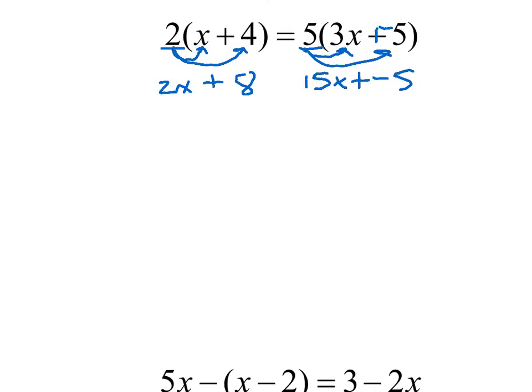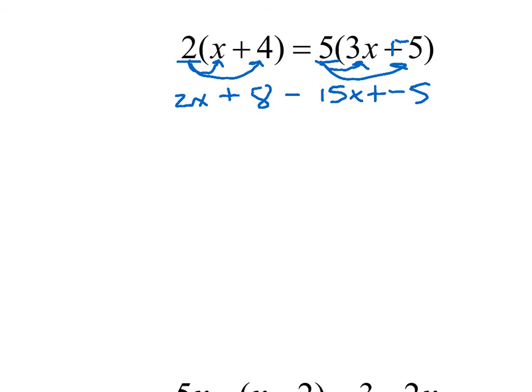Mauricio, looking at this side of the equation, is this already simplified? What can I do? Distribute. So let's do our change switch first, and then distribute. That was really quick to get both sides simplified. Now we need to get our x terms together. Ricardo, what would you like to do to get our x terms together?